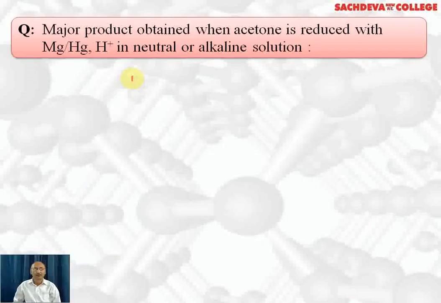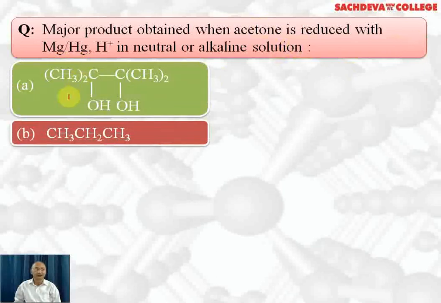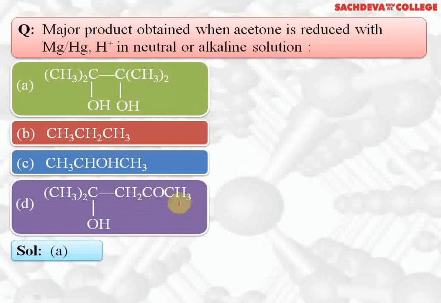Let's continue with MCQs based on aldehydes, ketones and carboxylic acids. The major product obtained when acetone is reduced with magnesium amalgam and HCl in neutral or alkaline solution will be pinacol. This is called pinacol, and it is formed by bimolecular reduction of 2 moles of acetone. So option A is the correct answer.